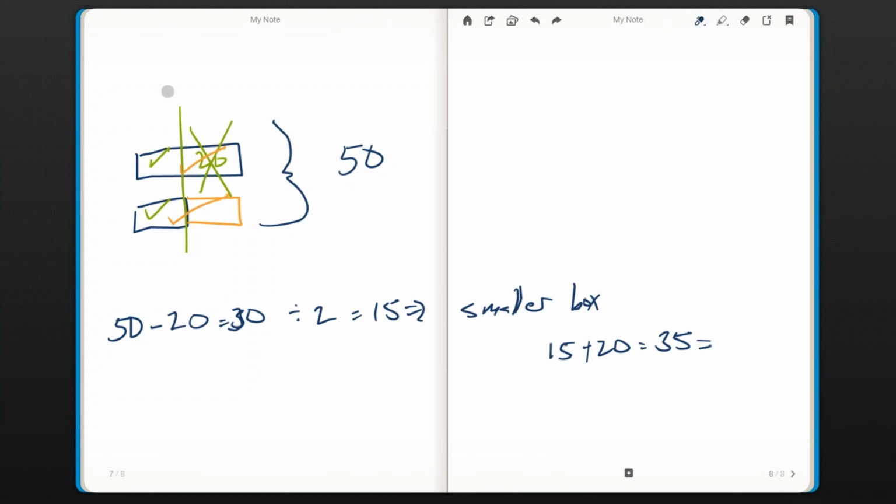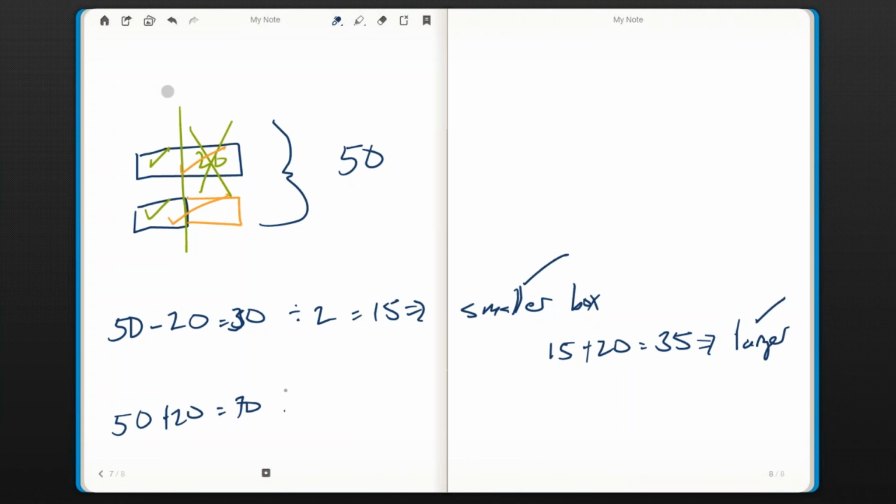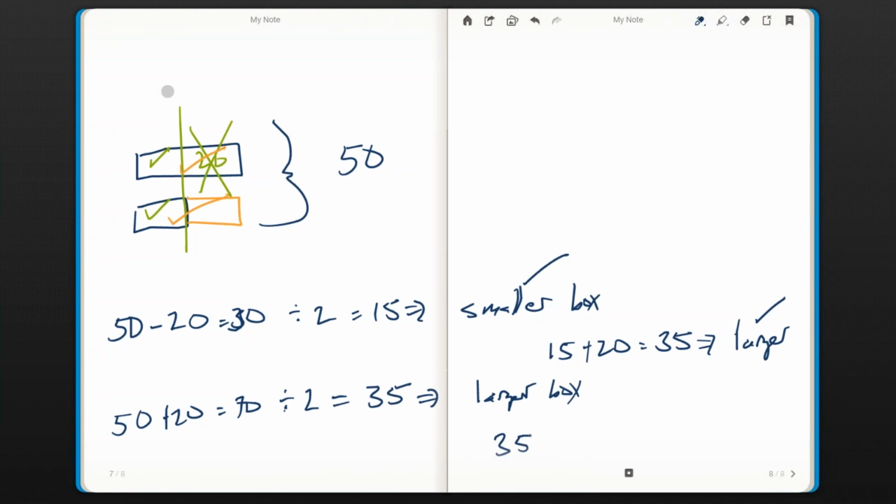Sorry, trying to go too fast, making a bit of a mess. And 35 is the larger box. That's one method. It finds the smaller box first and the larger box second. The other option is to say 50 plus 20 is 70, and if I divide that by 2, I get 35. That's solved immediately for the larger box. Then I can take the 35 and subtract 20 to get 15, the smaller box.